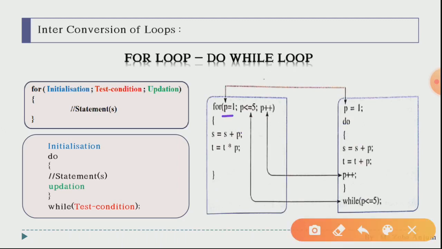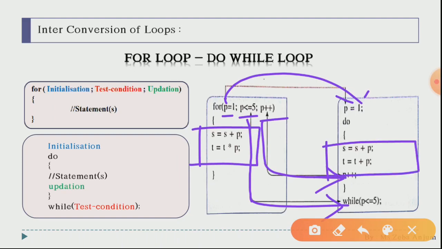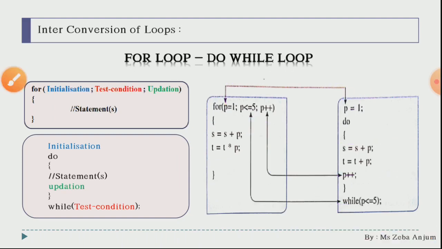Regarding your initialization, it goes at the very top, p equals 1. Regarding your test condition, it is going to be over here with your while. Regarding your updation, it goes at the very last within your statements, in your do block. Now these two statements will remain as they are over here. So please try to do this interconversion by yourselves.